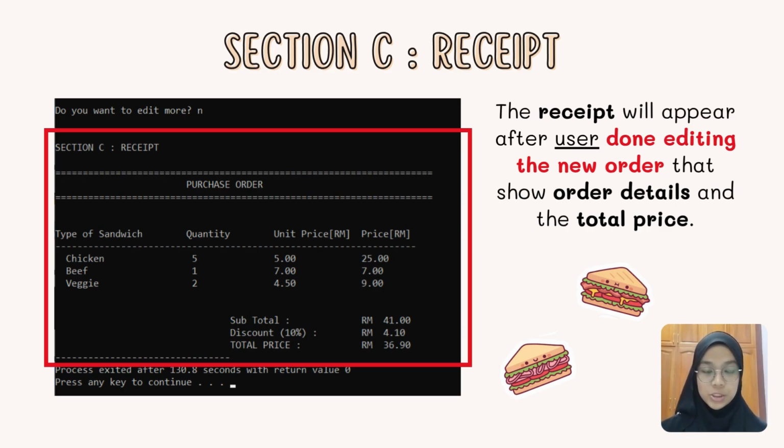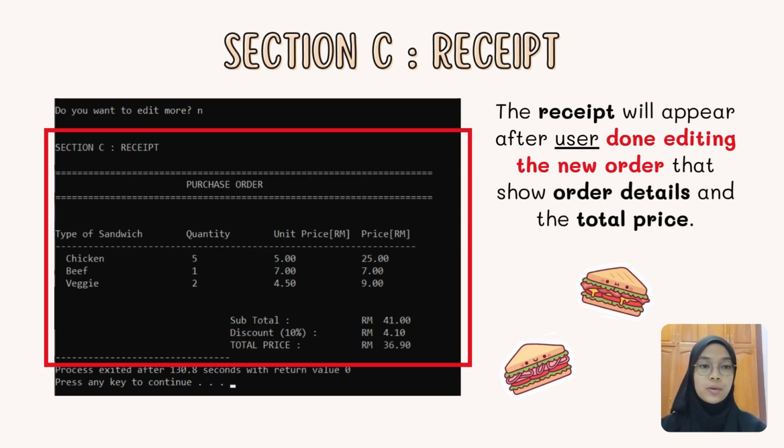So for the last section, section C, which is the receipt. The receipt will appear after the user is done editing the order and shows all the details and the total price. As you can see here, it shows purchase order. So there's the type of sandwich, quantity, unit price, and price. The price is actually the total price for each type of sandwich.